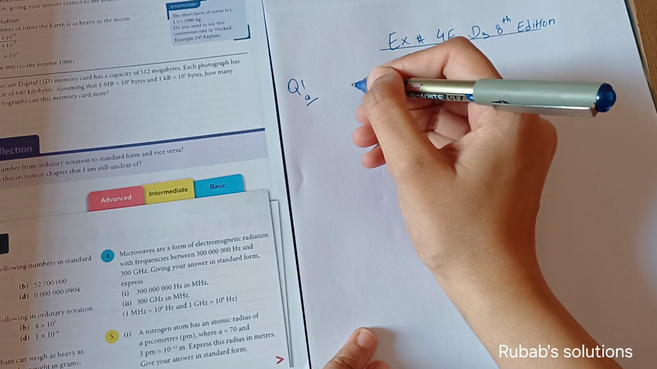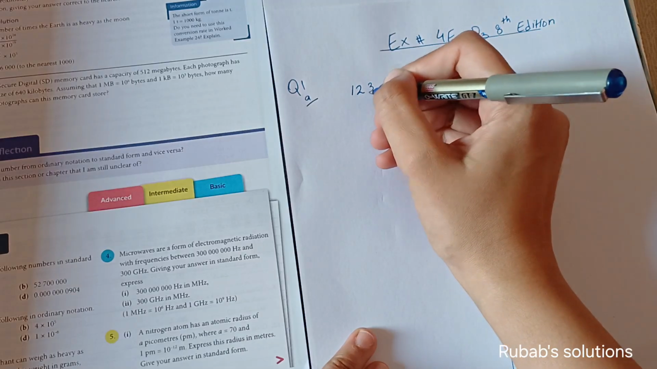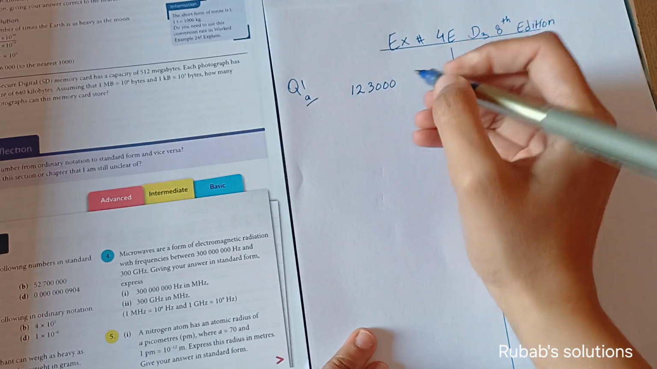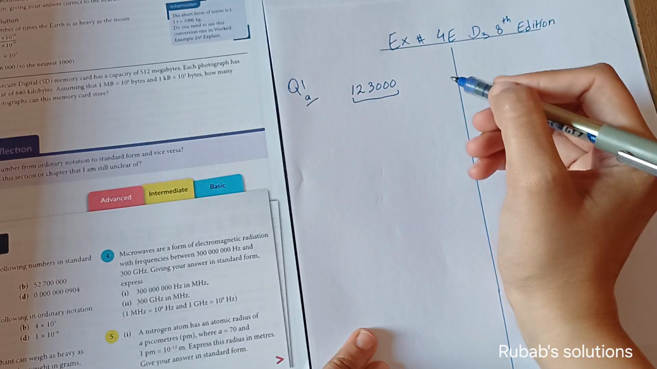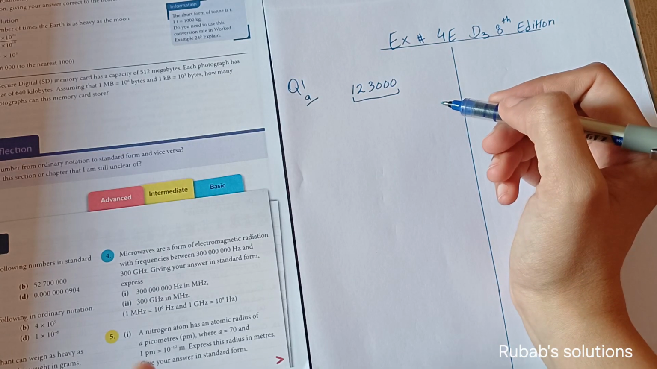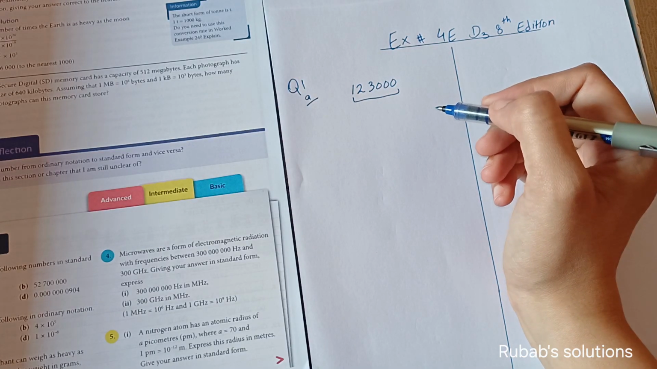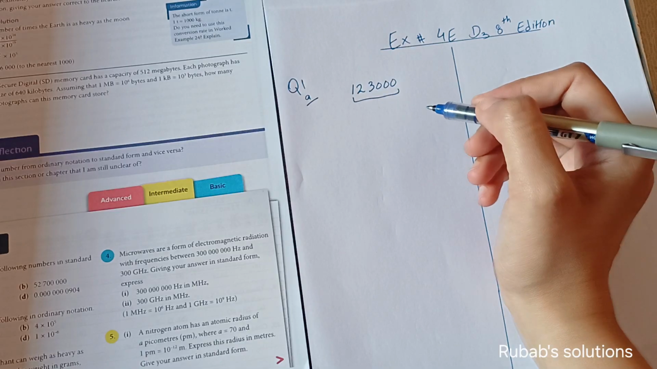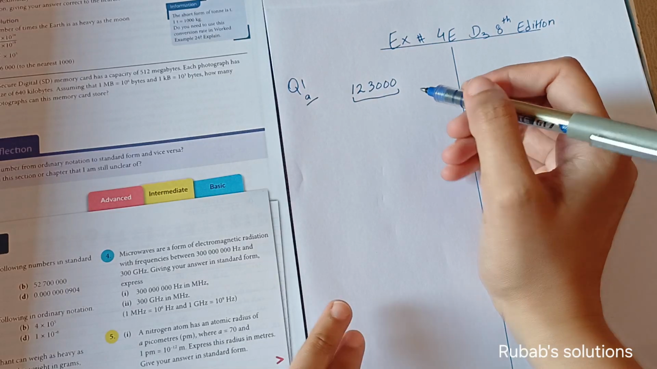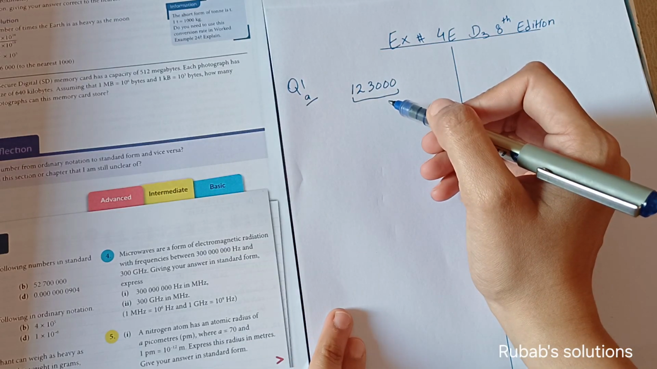First of all, if we write any number like 1 2 3, whatever the number of zeros, this is called an ordinary number, ordinary form. And when we convert this into a power of 10, then it is called standard form. And how will we convert it?